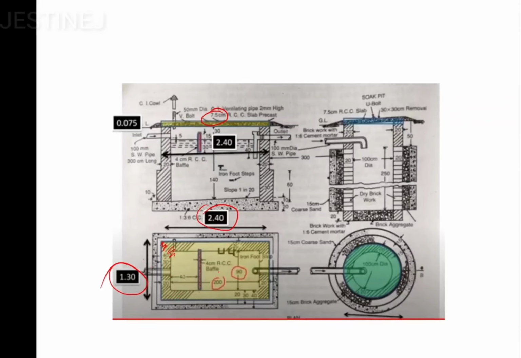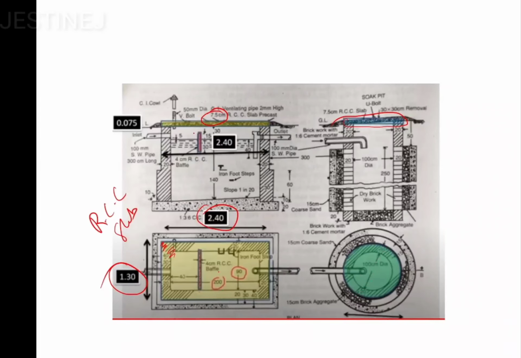So that is the case for the RCC slab for the covering of the septic tank. Then coming to the soak pit, you can clearly observe that this topmost portion you have to cover. The value will be 100 plus 20 and again 20, so you will get 140 centimeter.